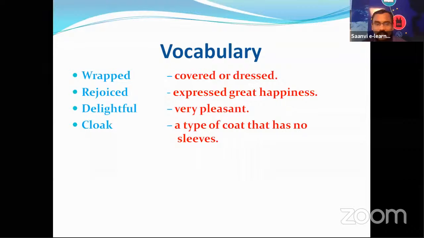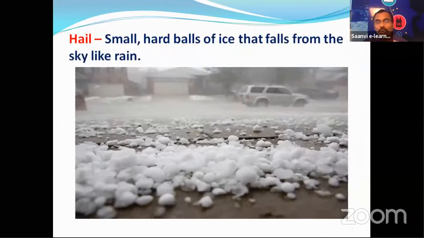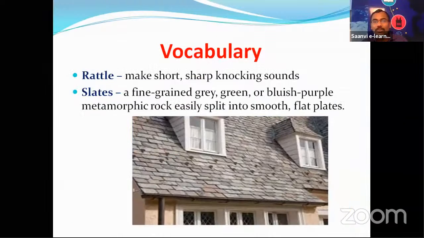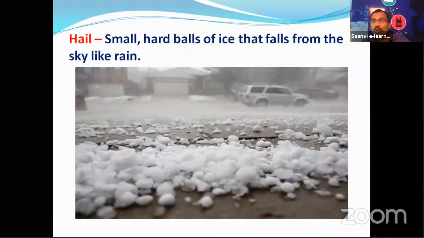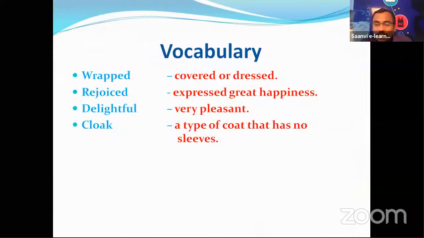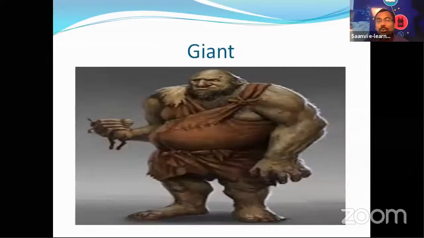Once again, let's go through the vocabulary section here. First word is rattle. It means make a short, sharp knocking sound. Slates. You could see the picture here. On the roof, you could see a lot of slates and chimney pots. Hail means small hard balls of ice that fall from the sky like rain. Wrapped means covered or dressed. Rejoiced, expressed great happiness. Delightful means very pleasant, and cloak is a coat that protects you from cold during winter season.